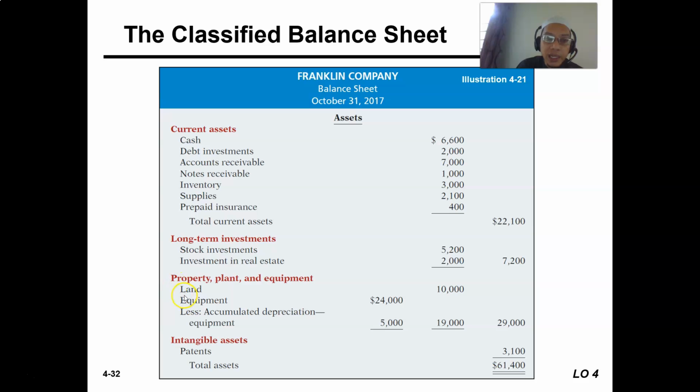But otherwise, this is land owned by the business for them to run their business, okay, for them to establish their office, okay. So this is under property, plant and equipment. So they have land, we have equipment, and we have the contra account of equipment, which is the accumulated depreciation for equipment. And finally, we have the intangible assets, which are assets but do not have a physical nature, okay. So for example, patents, okay.